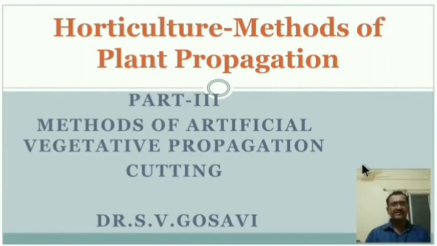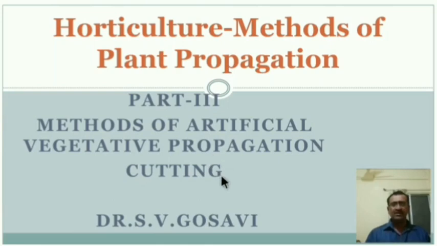This is our third chapter, Horticulture Method of Plant Propagation. In this topic, we are learning about the methods of artificial vegetative propagation. And in this lecture, we are learning about cuttings only. First of all, what is meant by artificial vegetative propagation?